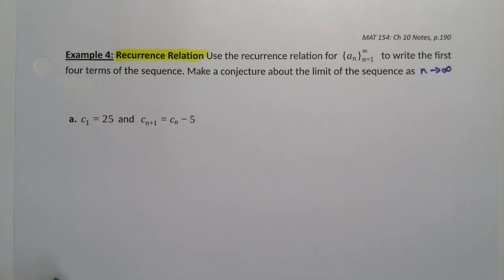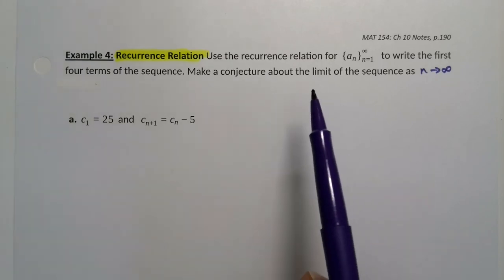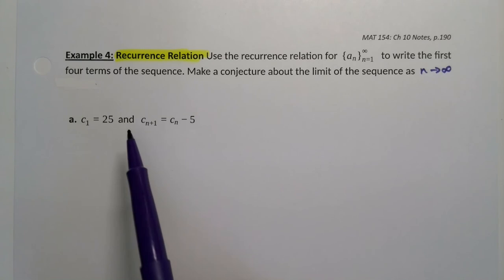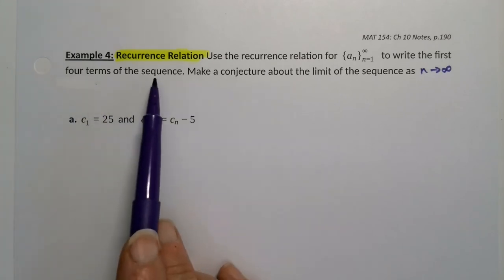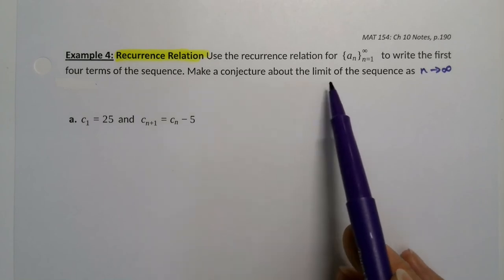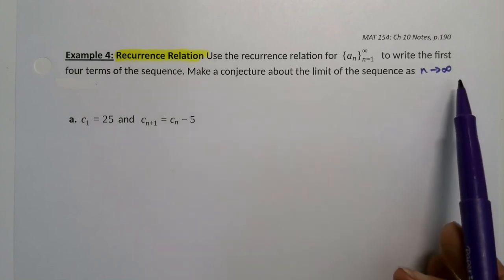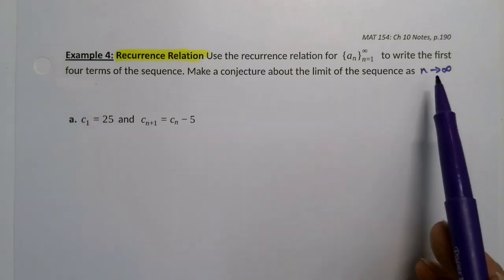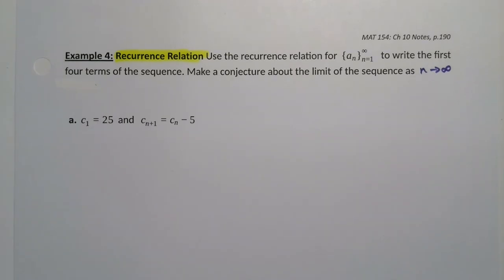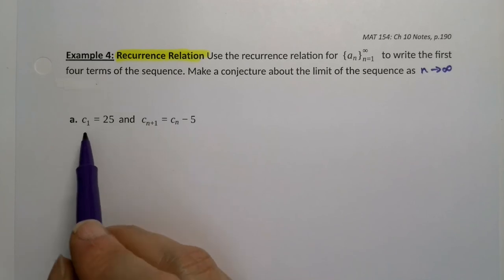Even though Desmos does not work with recurrence relations, we are going to spend some more time with them. So we have a recurrence relation generated here and down below for these two examples. We want to write the first four terms of the sequence and make a conjecture about the limit of that sequence as n goes to infinity. Okay, well, we have the first term given to us.